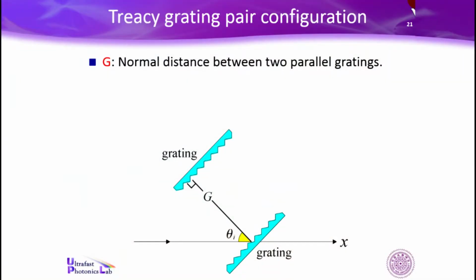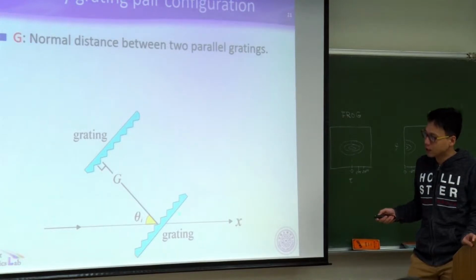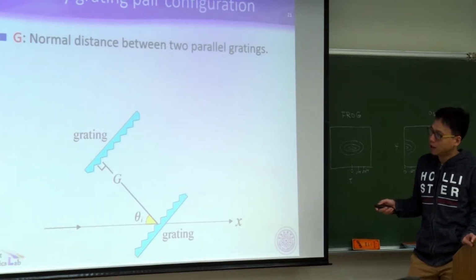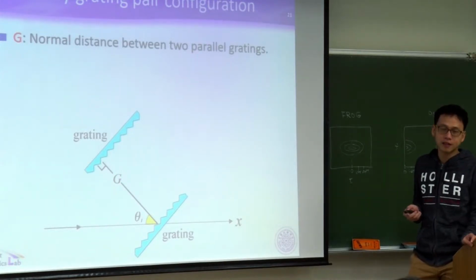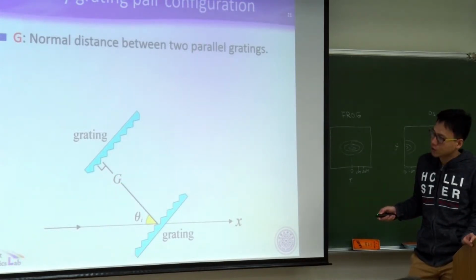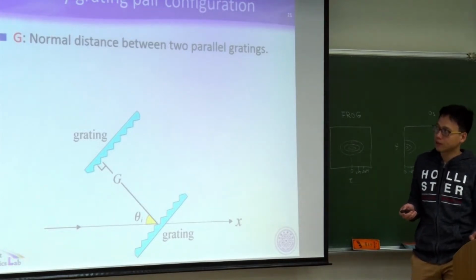So what is the Treacy grating pair configuration? Just like this. You have two identical gratings separated by normal distance big G. And you shine your beam onto the first grating at a certain incidence angle theta i.